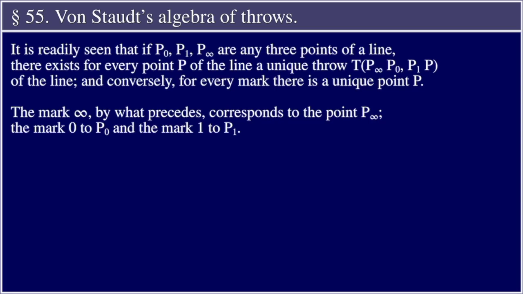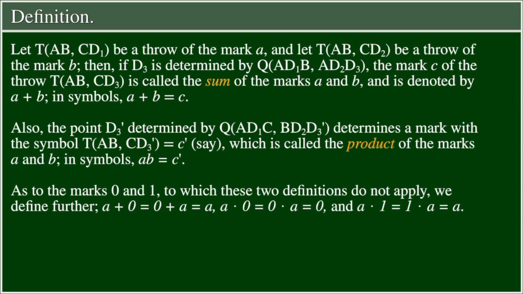Definition: let T(AB, CD1) be a throw of the mark a, and let T(AB, CD2) be a throw of the mark b. Then, if D3 is determined by the quadrangular set Q(A D1 B, A D2 D3), the mark c of the throw T(AB, CD3) is called the sum of the marks a and b and is denoted by a plus b. In symbols, a plus b is equal to c.